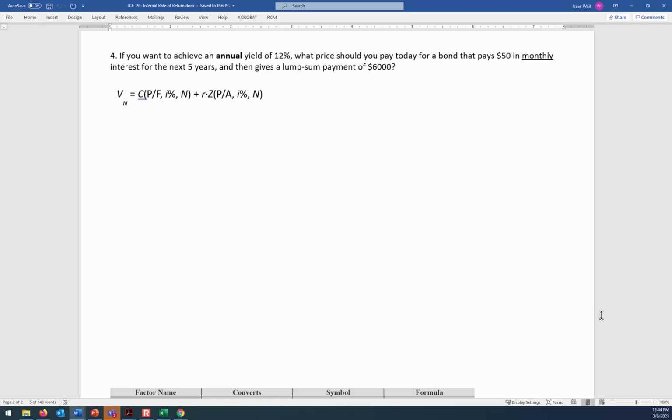Okay, so let me pause for a second, give you a chance to just digest this. I just don't want to jump into the answer and rob you of that opportunity to think. But try and solve what is the value today. How much should you pay for the bond if you're trying to achieve a yield of 12%?